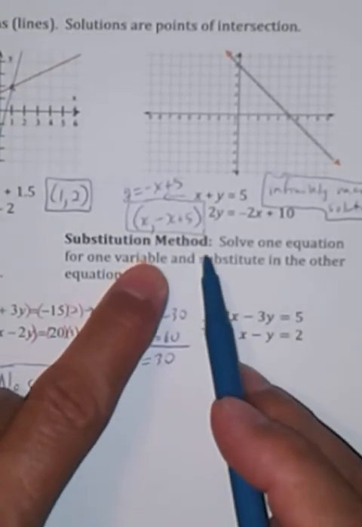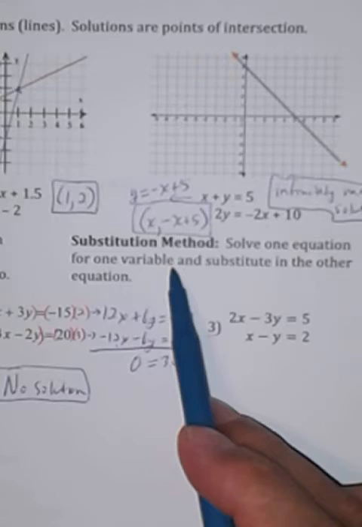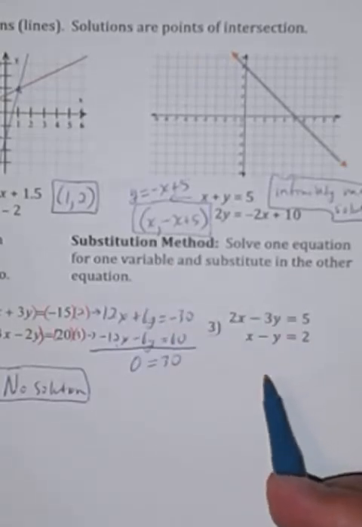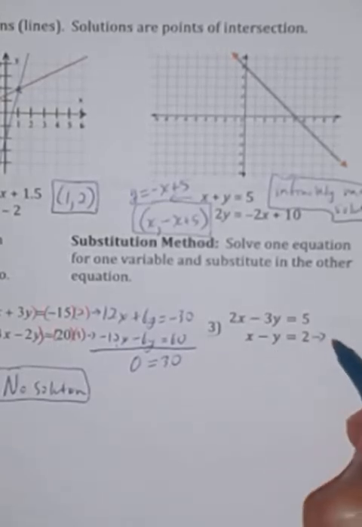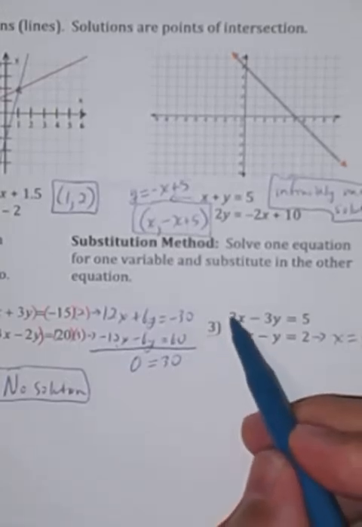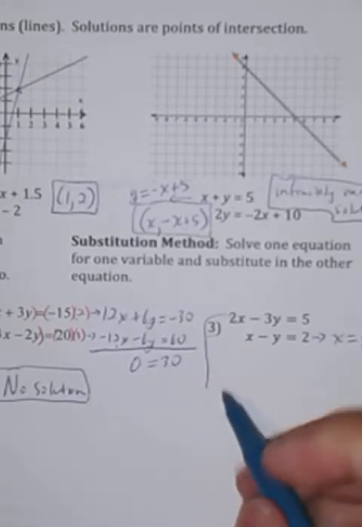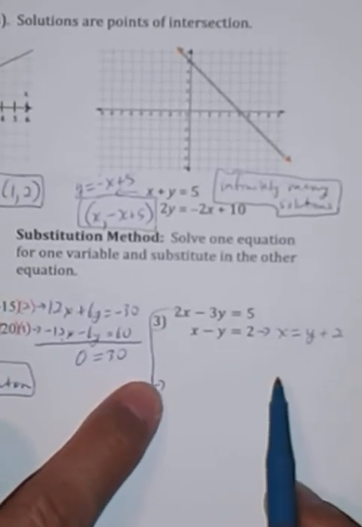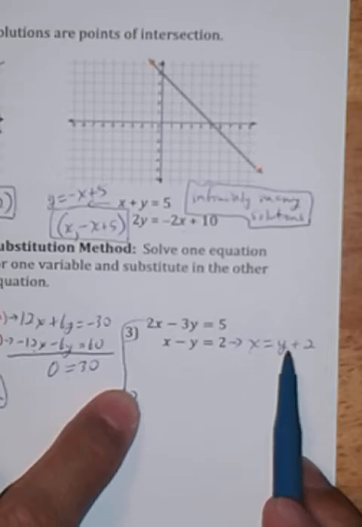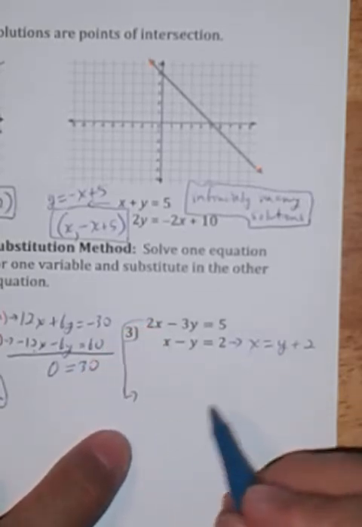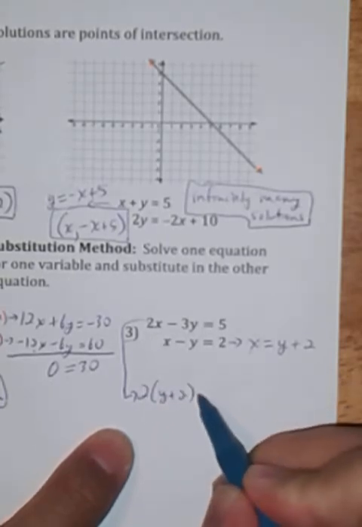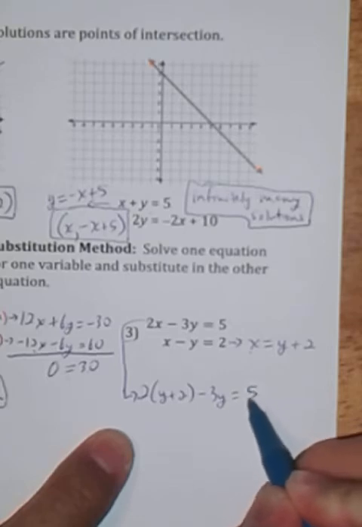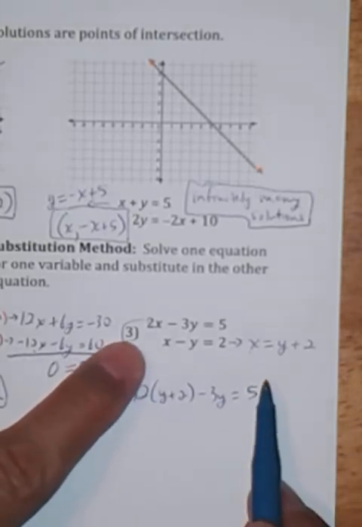Let's try the third one. So the third one, I'm going to use substitution. Substitution method says we solve one equation for one variable and substitute in the other equation. So I'm going to solve the bottom equation for x. That means I need to add y. So it'll look like this. X equals y plus 2. And then I'm going to take the other equation and rewrite it, but I'm going to substitute for x a y plus 2. That means wherever I see x in that equation, I'll write y plus 2 instead. So 2x becomes 2 times y plus 2 minus 3y equals 5. All I did was change the x to a y plus 2.